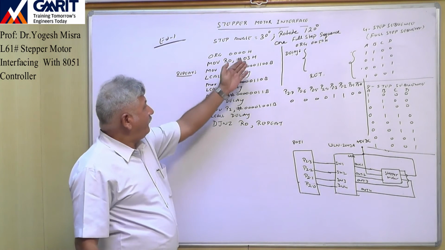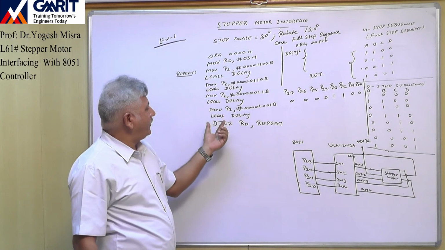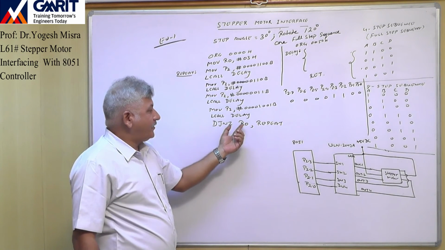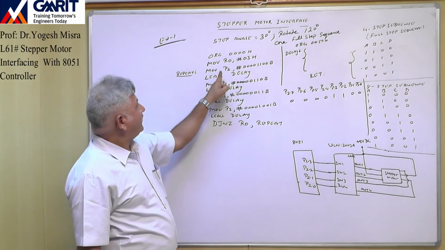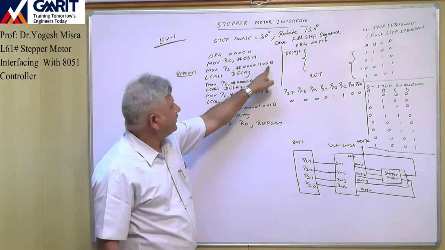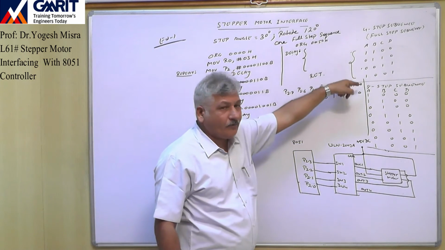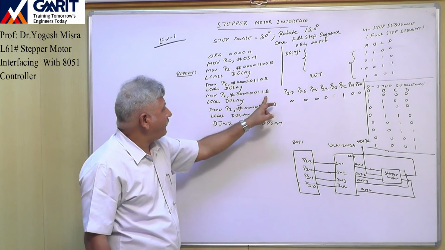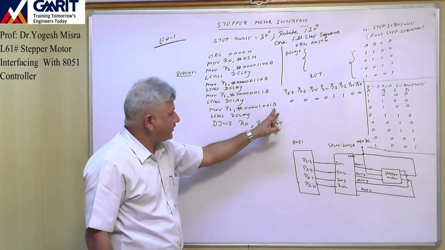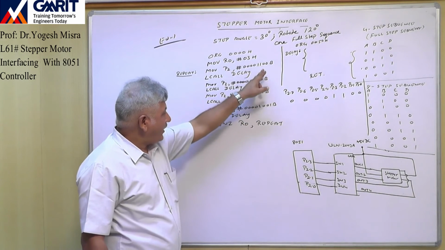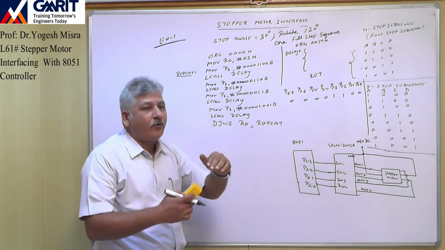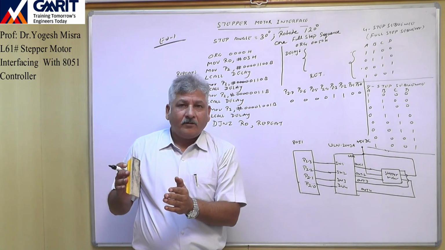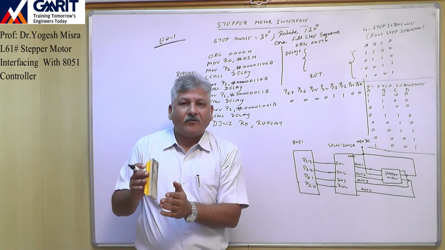Now if the value of R0 is 3, then with this instruction DJNZ R0, it will become 2. Since it is not 0, come back. Send the first step of the 4-step sequence, then the second step, the third step, and the fourth step. With all these 4 steps, again the motor will complete another 120 degrees. So now a total of 240 degree rotation has been completed.